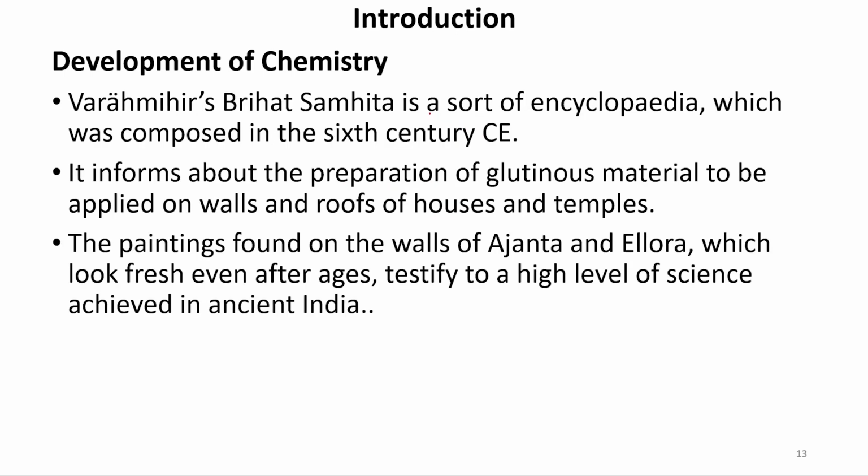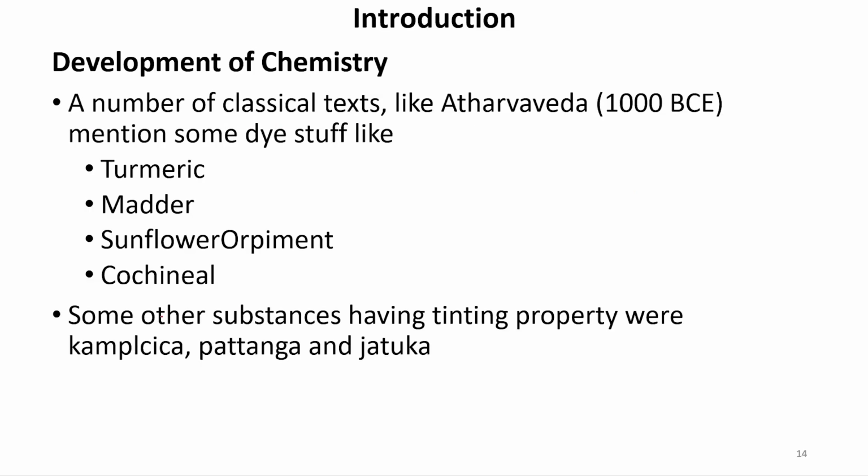Now I will talk about a sort of encyclopedia called the Varahamihira Brihat Samhita. It was composed in the 6th century CE. One of the major applications described in this encyclopedia is a glutinous material. This glutinous material was applied on walls to protect them from natural calamities. You can refer to the Ajanta and Ellora walls. The paintings made on those walls still look fresh after ages, and the glutinous material was used on them. This high level of scientific achievement existed in India in that earlier time also.